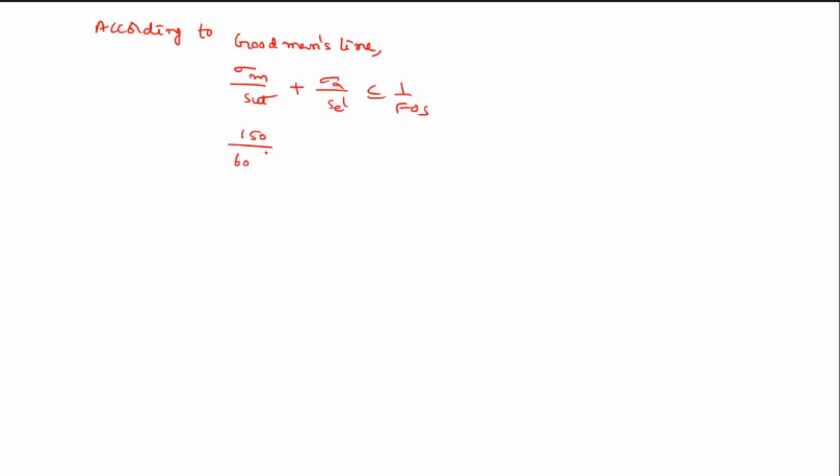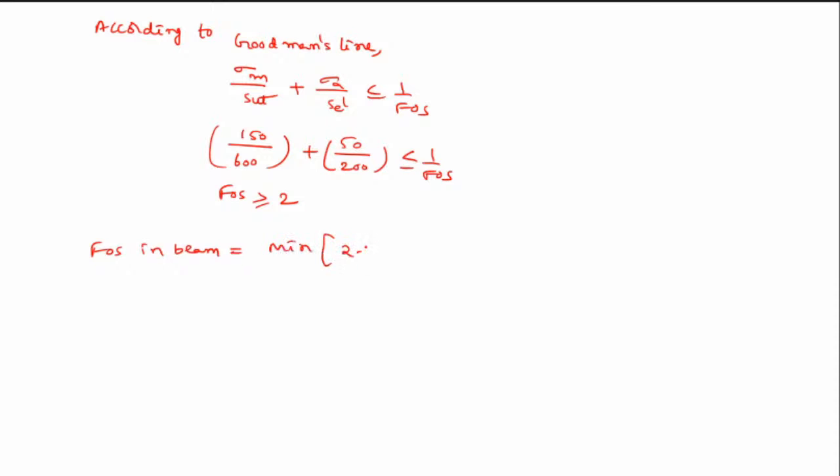Similarly, according to Goodman's line, sigma m by SUT plus sigma A by SC dash should be less than or equal to 1 by factor of safety. So here, sigma m is 150 by SUT is 600, plus sigma A is 50 by SC dash is 200, should be less than or equal to 1 by factor of safety. Then the factor of safety is greater than or equal to 2. So what is the factor of safety in beam? It is the minimum of 2.5 comma 2, that is 2. 2 is the required answer for this question.